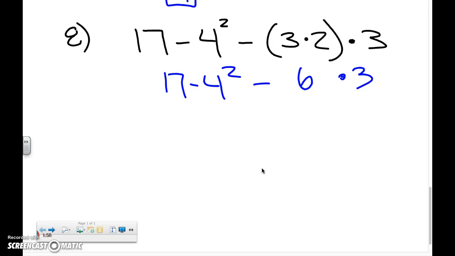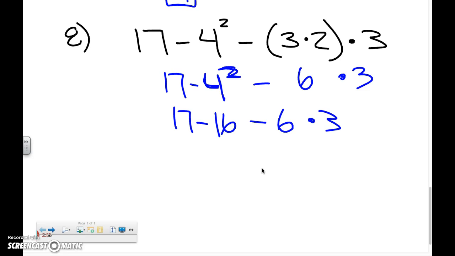Ben. 16, why? So what 4 to the power of 2 means is we're going to take that number 4 and multiply it by itself twice. 4 times 4. So 4 times 4 is what, William? 16. So I'm going to write 16 here, and then I'm going to fill in the rest of the problem that I haven't done. I have not done 17 minus, I have not done minus 6, and I have not done minus times 3. Right?